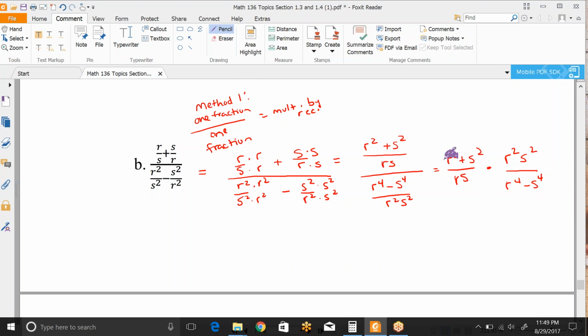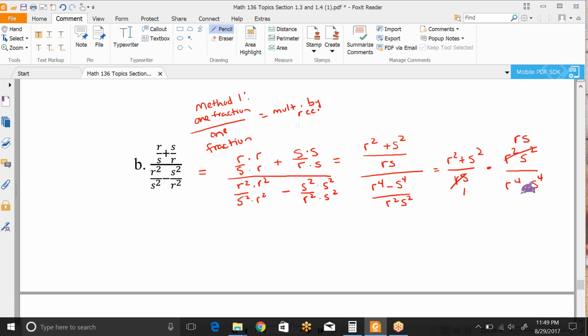And then we have to ask, does anything reduce? Well, the r and the s can reduce with one of the r's and one of the s's here since there's no plussing or minusing. So this becomes a 1, and this would just become an r and an s. It would reduce one of those each.